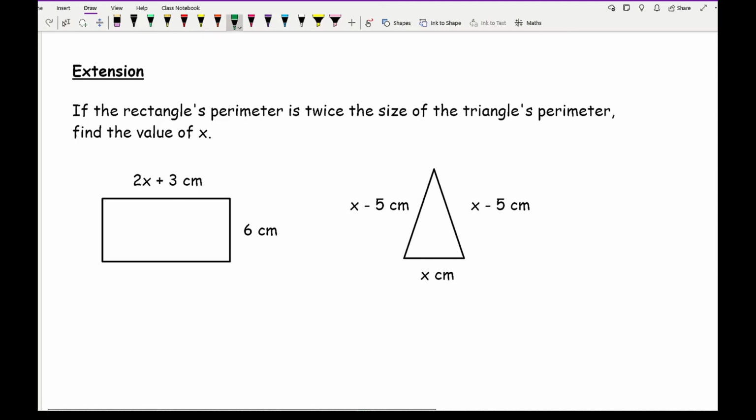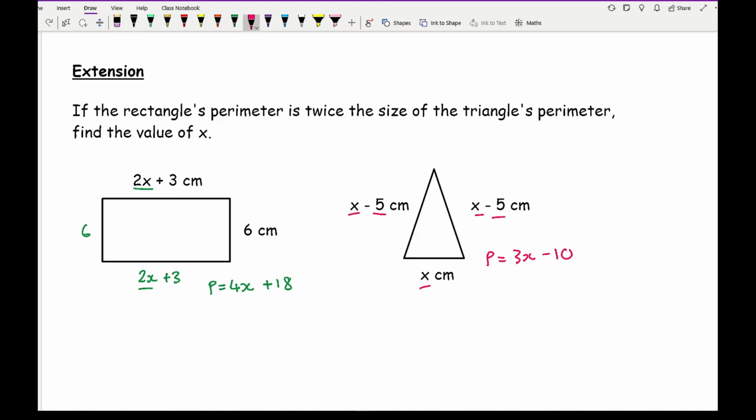the value of x. So again, what we want to do here is find out the perimeter of these 2 shapes. So this one, if I work out P, add these sides together, I've got 2x plus 2x, which is 4x, and I've got 3 plus 3 plus 6, which gives me 18. And if I do the same for working out the perimeter of the triangle, this is going to be x plus x plus x, which is 3x, and I've got minus 5, which is minus 10.